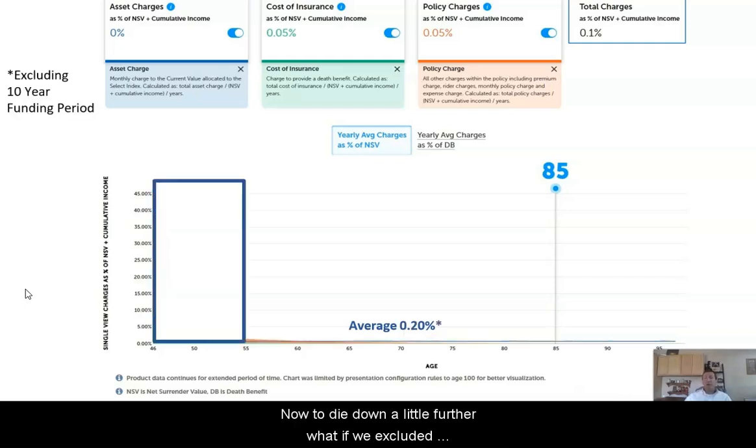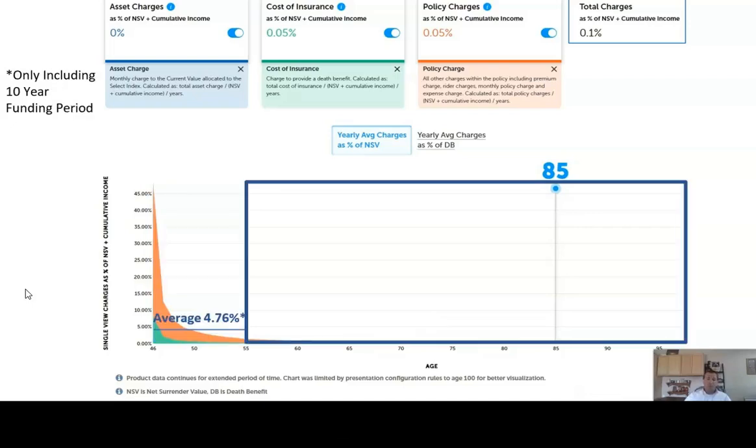Now, to dive down a little further, what if we excluded the 10-year funding period? Again, with this policy, we're going to be funding the policy for 10 years and without any additional premiums after year 10. And looking at the policy expense ratios in years 11 and ongoing, the average expense is only 0.2% or 20 basis points. That's very inexpensive.